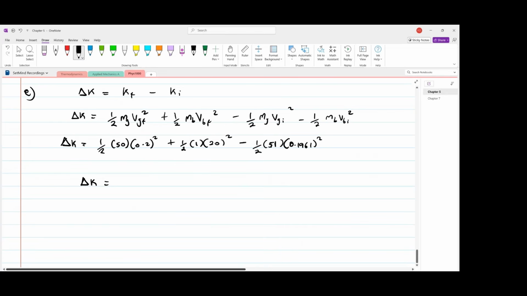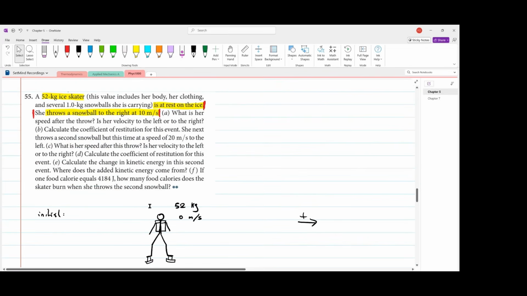Yeah, and I get a delta K of 200 joules, which is quite a good chunk of energy, right? Okay, so what you see is that the kinetic energy increased, which sounds like magic, doesn't it? Because usually energy is lost. It is very difficult for you to get a system where the energy stays constant. But in this case, energy increased, which is why they've now asked us, where does this added energy come from? We know there's energy, but where does it come from?